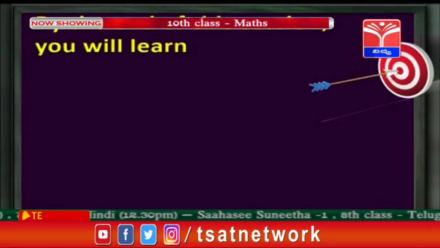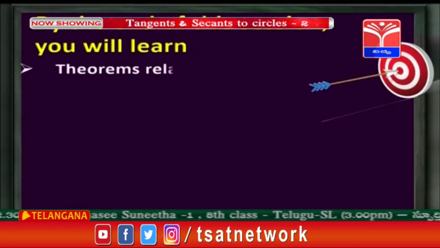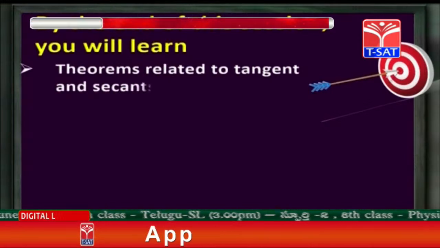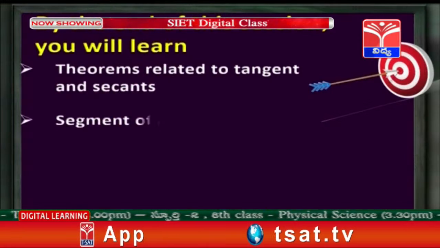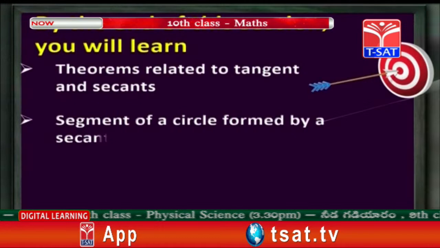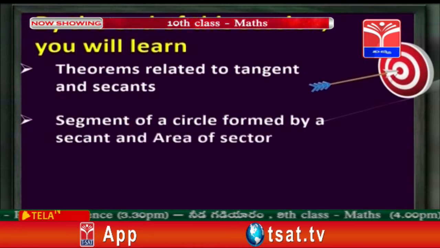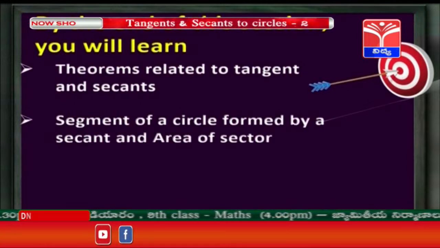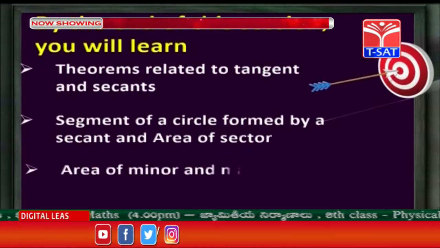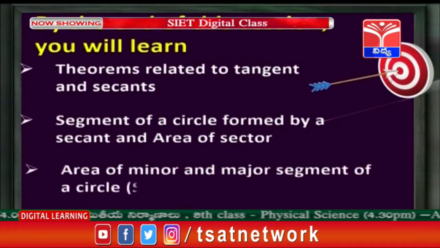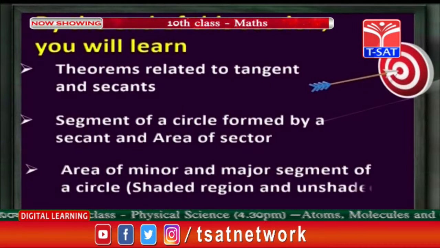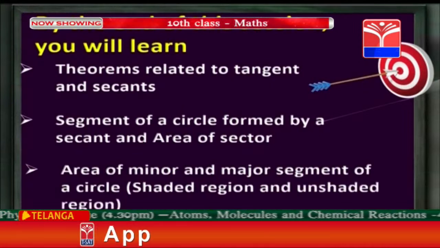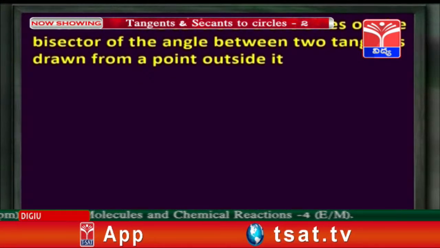By the end of the session you will learn theorems related to the tangent and secants, segments of a circle formed by a secant, and also area of sector, area of minor and major segment of a circle, shaded region and unshaded region related problems. Let us see the first theorem.